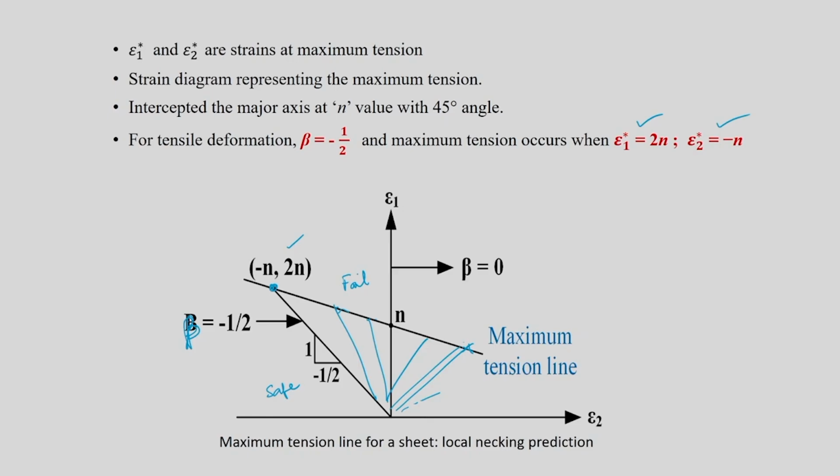So you can deform any sheet and make any component of any material. If you get this maximum tension line, you have to maintain the deformation such that all the strain data points are below this maximum tension line. Then there is no problem.